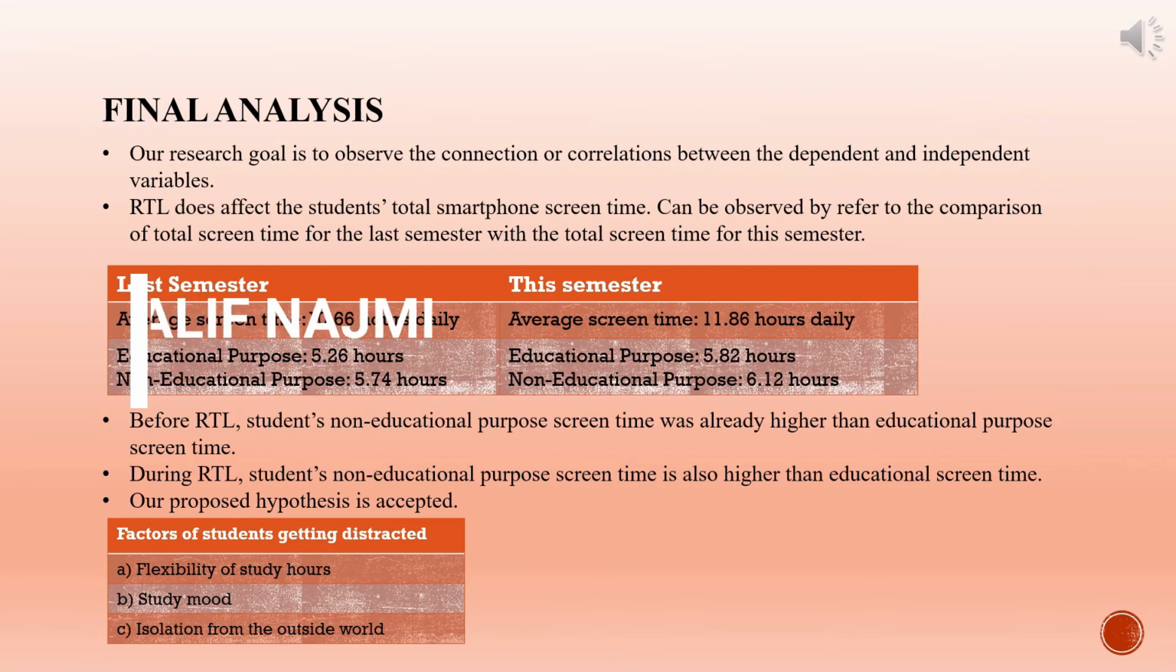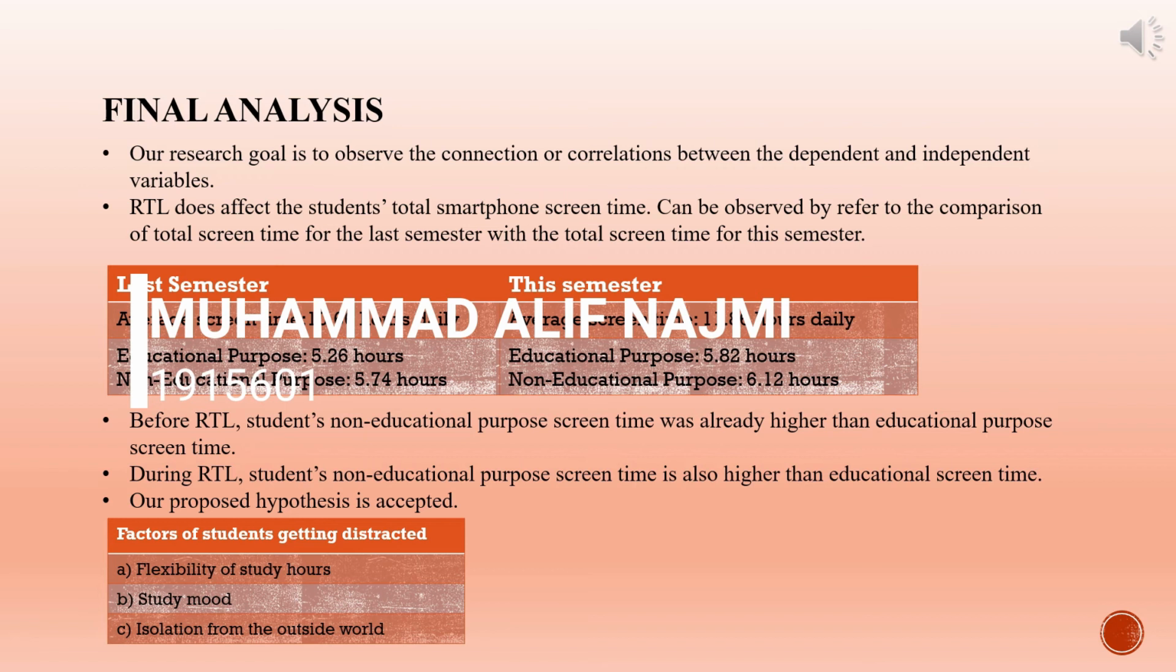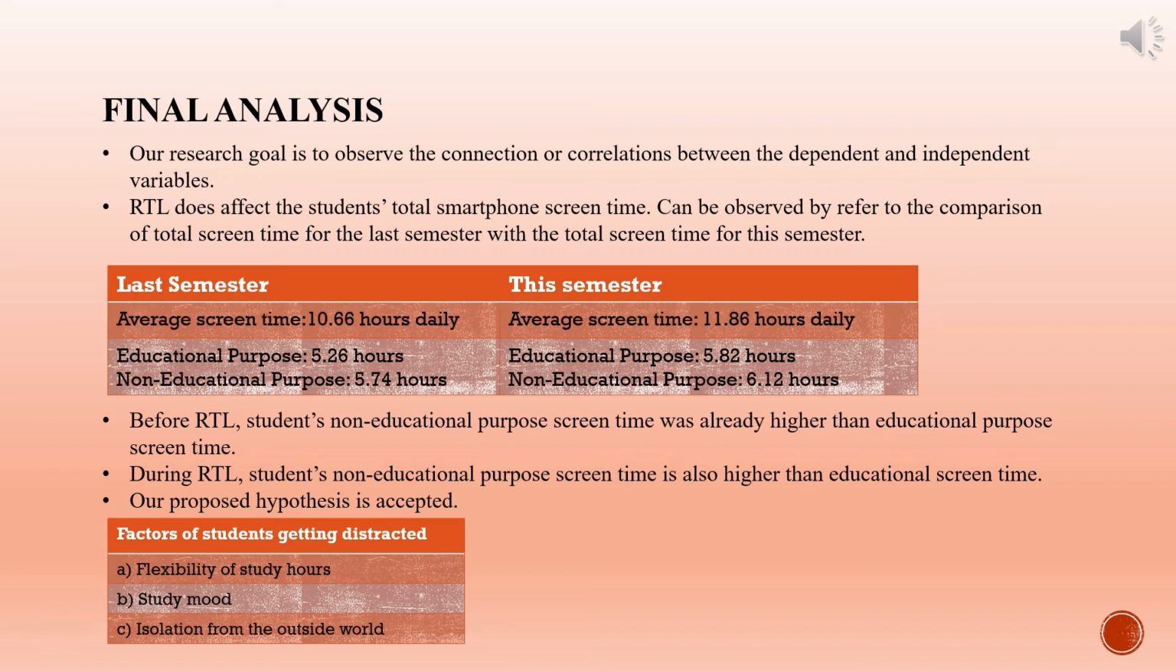So we go to the part of the final analysis. Our research goal is to observe the connection or correlation between the dependent and independent variables. RTL does affect the students' total smartphone screen time. It can be observed by referring to the comparison of total screen time for the last semester with the total screen time for this semester.